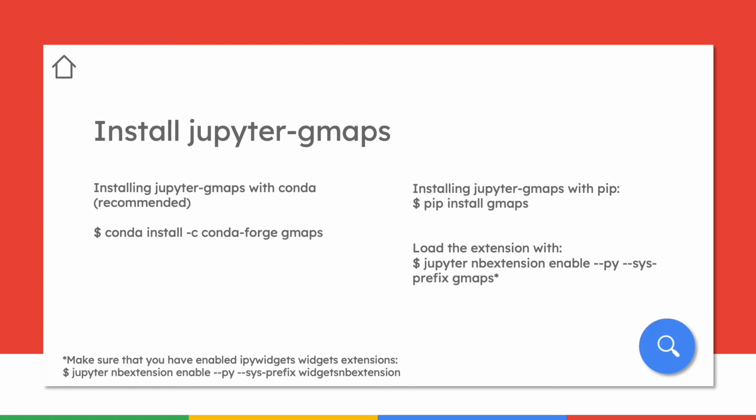Today we are going to use Jupyter Notebook with Python, and we need one additional package that needs to be installed called gmaps, and there are two ways you can install this package. One is using Conda, which is actually recommended and which I did and worked perfectly fine. Or you can choose to install it using pip. If you choose to use pip, please make sure that you have enabled the ipywidgets extension. Otherwise, it will not load in the Jupyter Notebook.